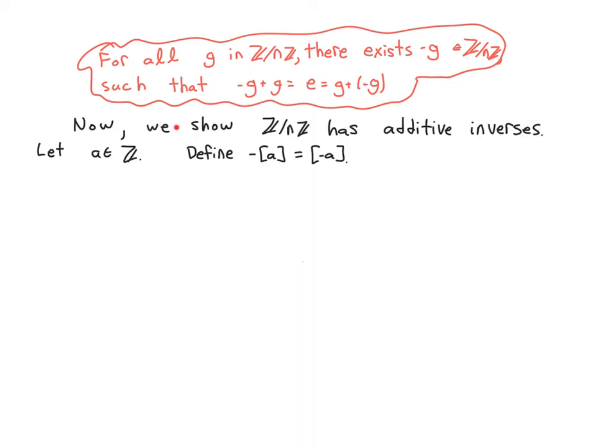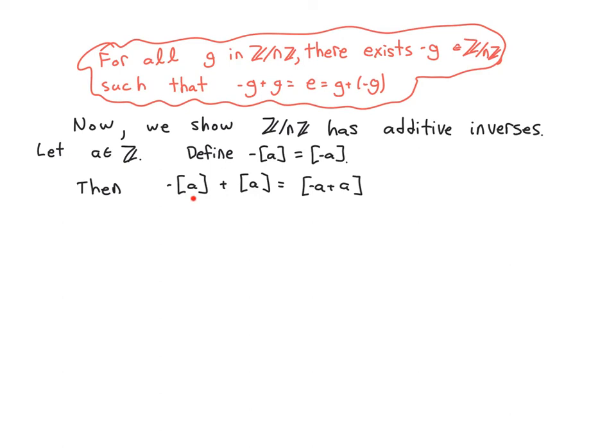So now we show that our group has additive inverses. Let A be an arbitrary integer, because that's what we need. Now, given the arbitrary integer, we can define the negative that depends on it. Well, let's define it to be the equivalence class of negative A, because that's what we think it is. Now we just have to check that this calculation works.